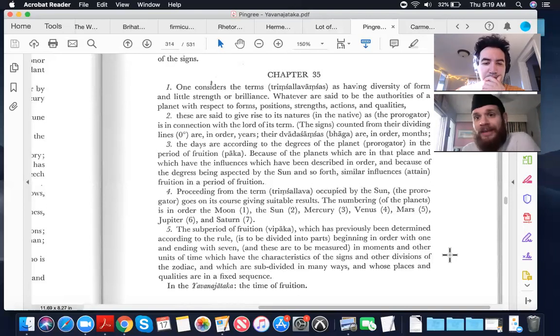of profection, taking into consideration that each sign is 30 degrees. So we're talking about 12 months of 30 days each, right? Yes, yeah. Which would be the old system. So I think what he's meaning is like the Time Lord system, the Profections, right? The idea that every 12 years the cycle repeats itself. So I think that's what Sphujidhvaja meant by this passage.